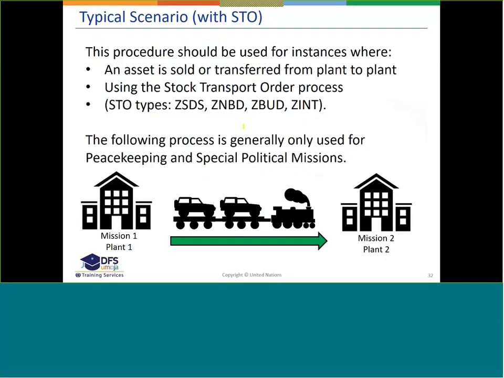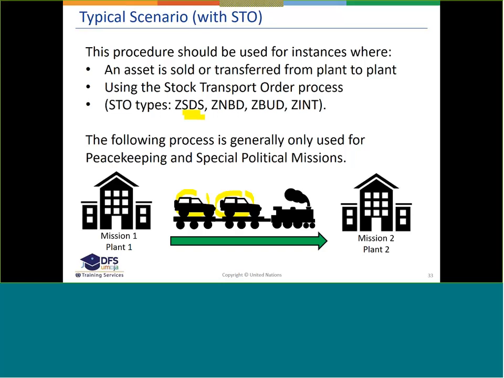So the typical scenario with STO is this one. You have on mission 1 certain assets. In this case, we have vehicles, and we are sending the vehicles to mission 2, which is a different plant. So there should be an STO, and then you have different types of STOs that will end up in different types of postings. So you have STO, which is SDS. This is strategic deployment stock. So it's assets that were acquired by Brindisi, UNLV as part of their mandate.